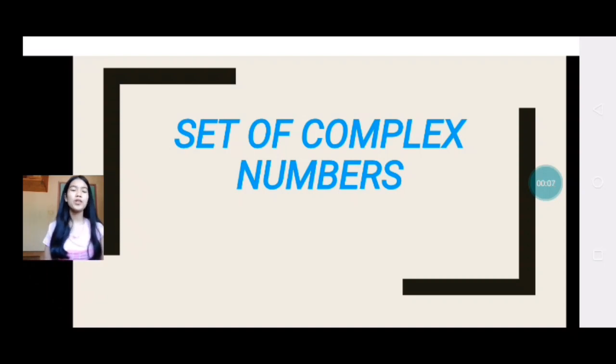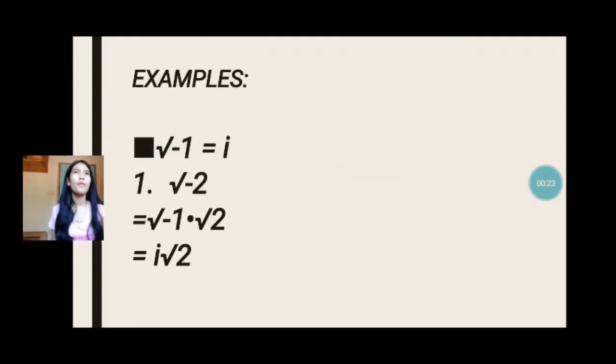Today I'm going to show you how to solve set of complex numbers. The objective is set of complex numbers. Here's the example. The equivalent of the square root of -1 is equal to i.